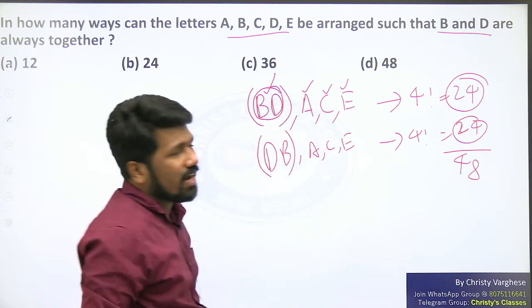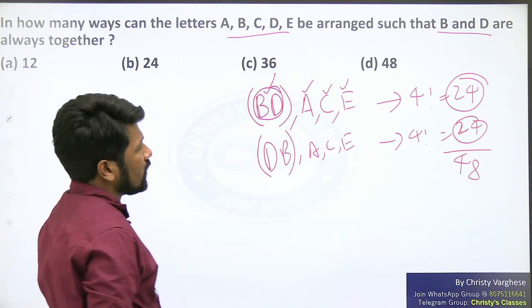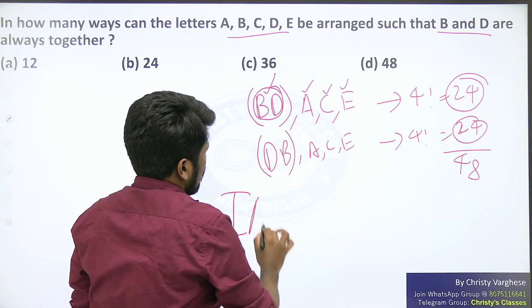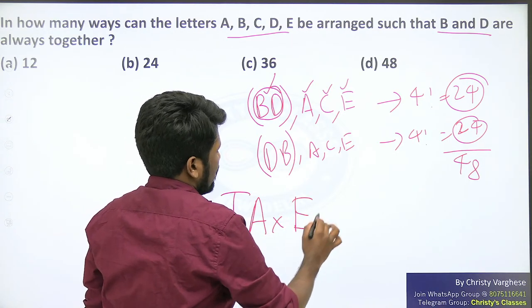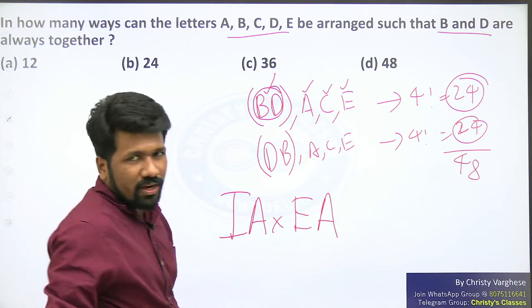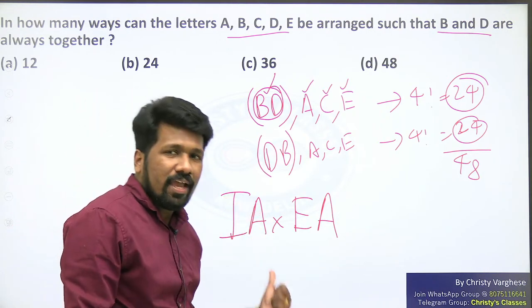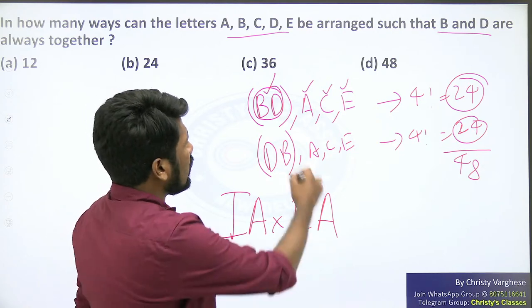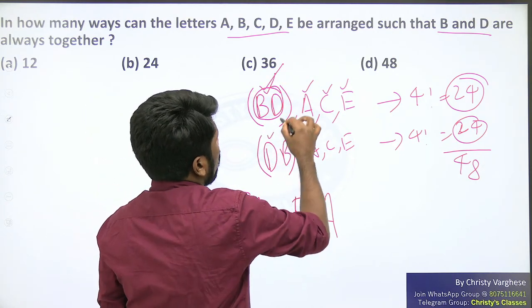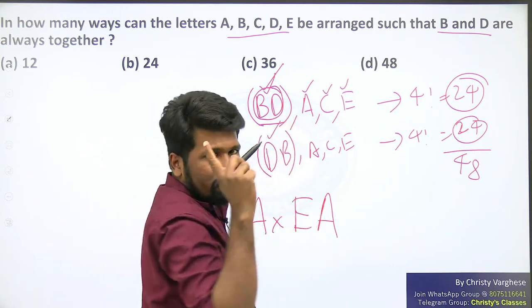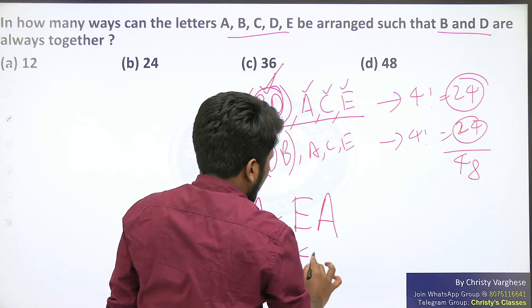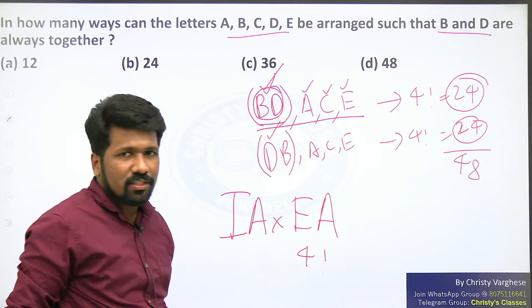How you can generalize this? Internal arrangement into external arrangement. Again, this is not any formula to by heart. This is just a concept. Again, fundamental principle of counting. Externally, considering this as a group of letters, consider it as one single letter and then four letters. Four factorial ways you can rearrange.